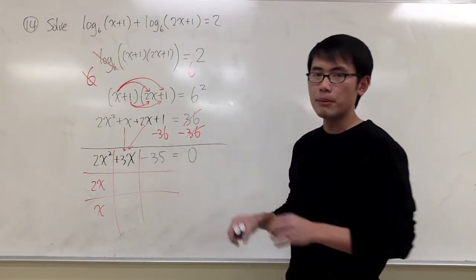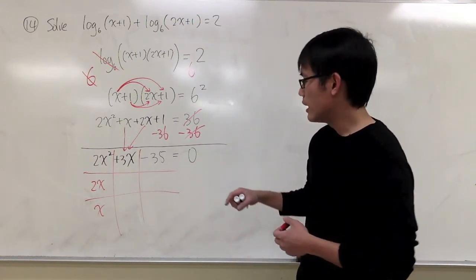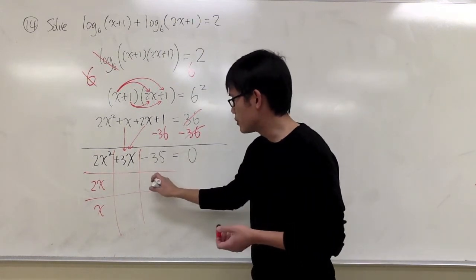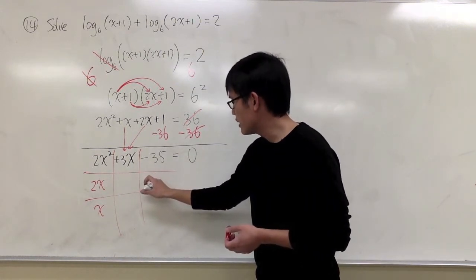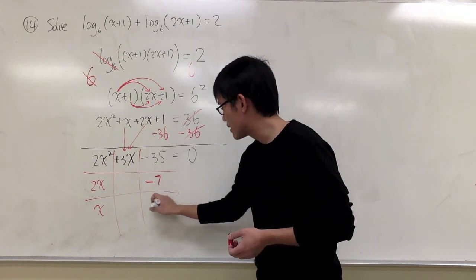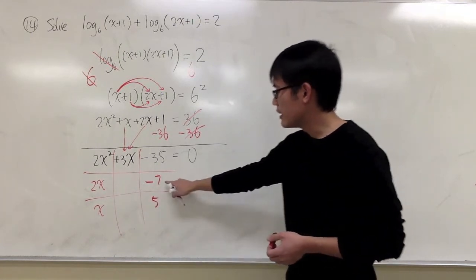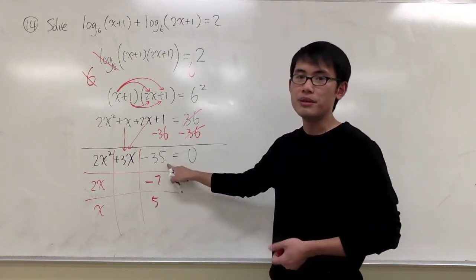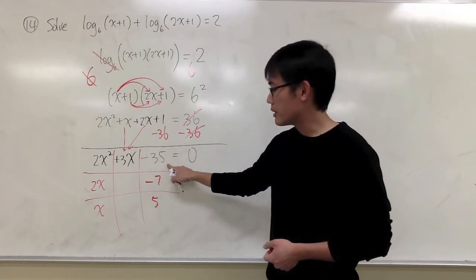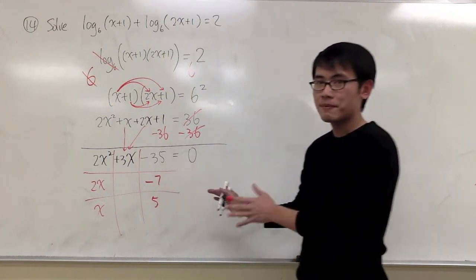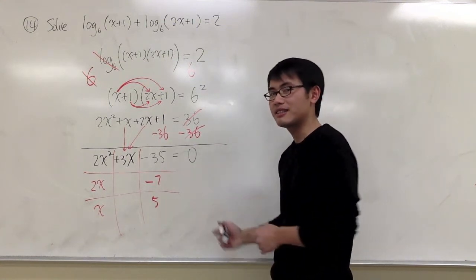So we have a few combinations that we have to check. Let me just try, let's do negative 7 times 5. Negative 7 times 5 will be negative 35. Okay? And this is just my guess. I just want to put this down as my guess.